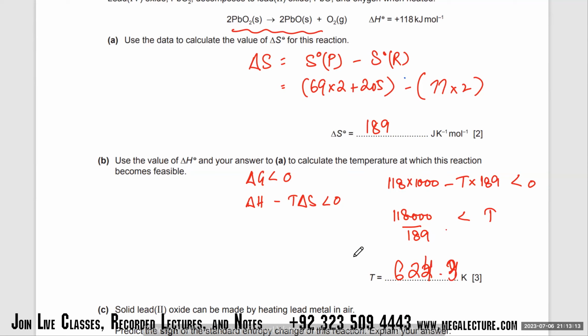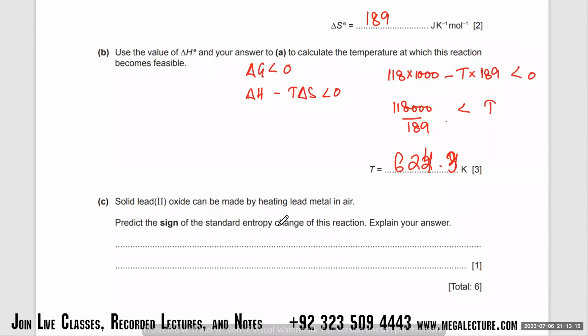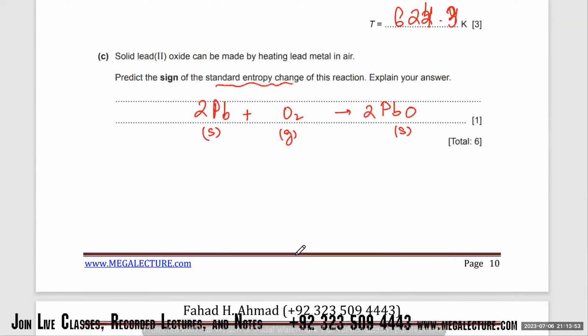Okay. So most of the questions are simple. I'll just go over them. Predict the sign of entropy change for this reaction. Explain. Lead 2 oxide can be made by heating lead metal in air. So what is being formed? Lead 2 oxide, Pb plus 2 O minus 2, right? This one is a solid, this one is a solid. Now tell me, predict delta S. What is delta S? Negative, positive? Negative. And why? Because gas moles are decreasing, right?